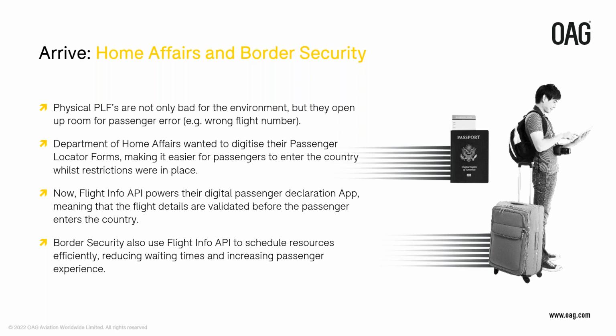So now our Flight Info API powers their digital passenger declaration app. This means that the flight details are validated before the passenger enters the country, which makes the overall process easier for the traveller and the staff. Also, the border security company does use our Flight Info API to schedule resources more efficiently. With the forward-looking data, they can understand volumes of flights or potential capacity of passengers, to make sure they've got all the right people on hand to reduce waiting times, and of course overall increase the passenger experience.